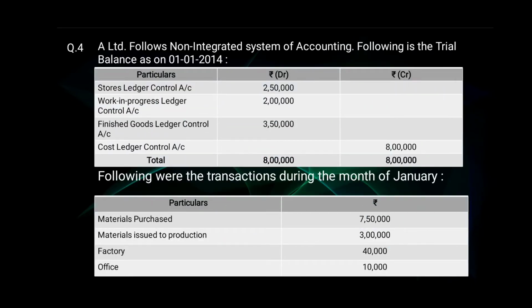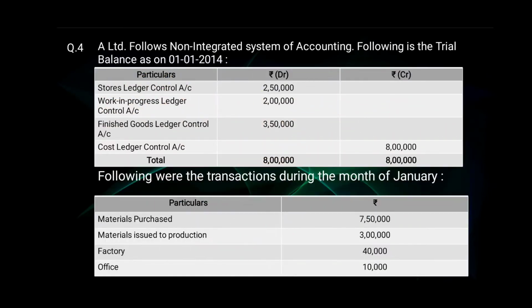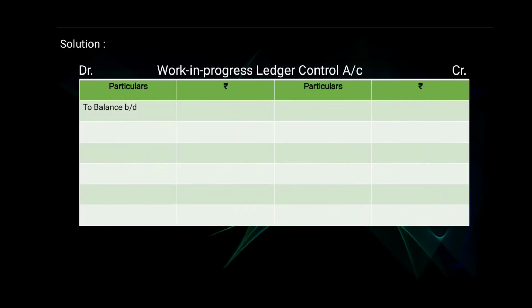So now let us start recording the balances. First is given as stores ledger control account. Amount is 2,50,000. So let us record it in stores ledger control account on the debit side. To balance brought down, amount is 2,50,000. Next is work in progress ledger control account. Amount is given as 2 lakh. So we'll record it in work in progress ledger control account on the debit side. To balance brought down, amount is 2 lakh.